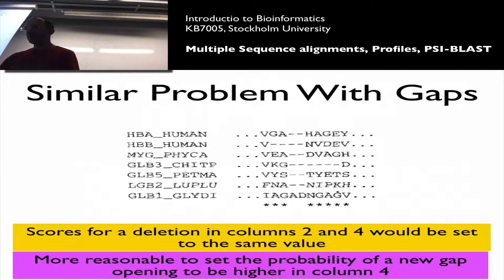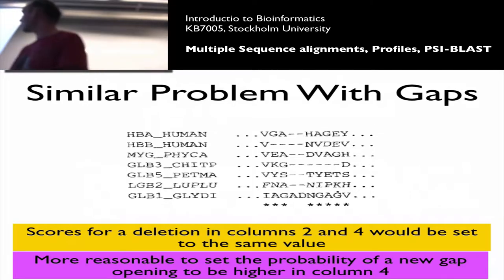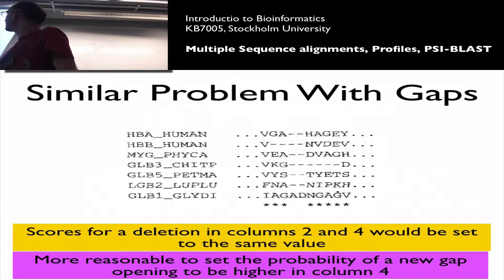Well, as I say, we have the same problem here with gaps. You have scores for deletion, column 2 would be column 2, and 3, 4 will be the same value. So see here, if you want to start another gap, this gap here is actually making one gap, although it's in 5 different sequences, but here you would only make a gap in one sequence. And to make another gap here would make it higher, I think, than we had before.